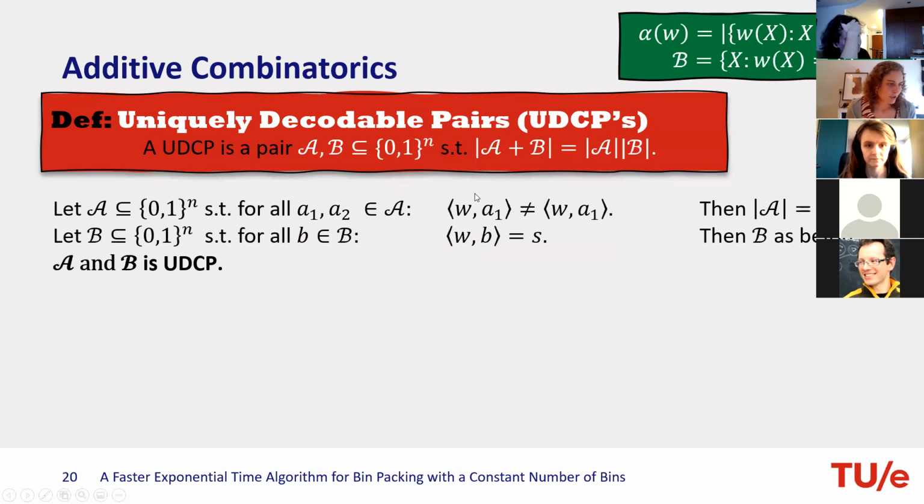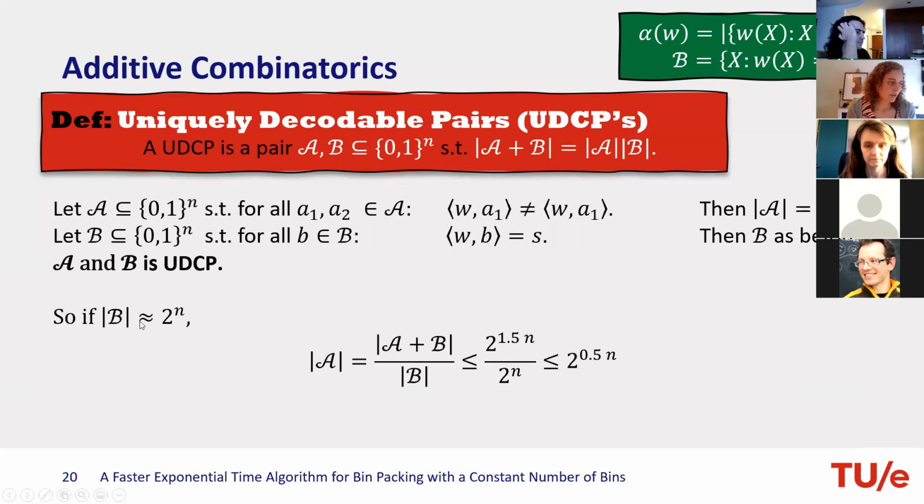So if we would just use these theorems, then if we would say that B is really big, we conclude that the size of A is equal to the size of A plus B divided by the size of B. Because we had the size of A plus B is equal to the size of A times the size of B, so we just put this B on the other side. And so if we then assume that B is 2 to the n, we have this 2 to the power 1.5n from the previous theorem, so we can conclude that A is at most 2 to the power 1.5n. So this is the way you can use these theorems to get a bound on the size of A or B.